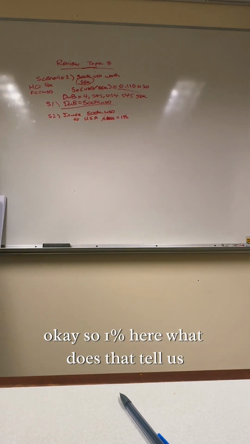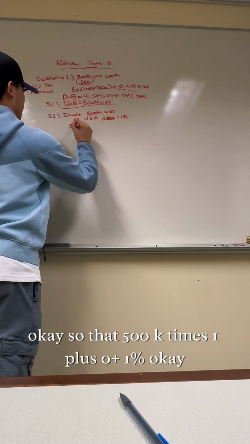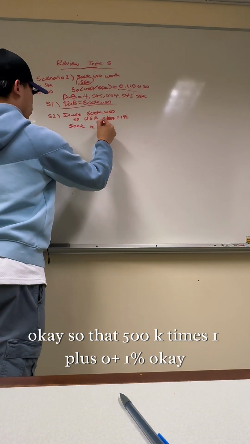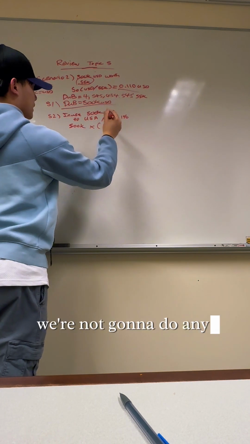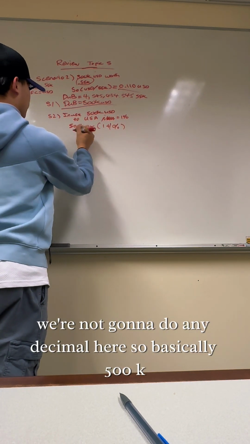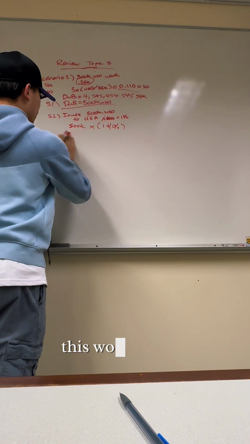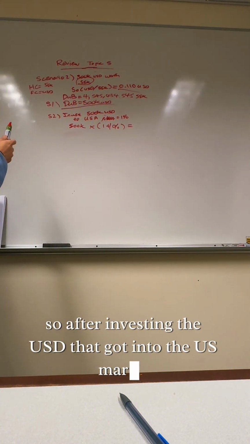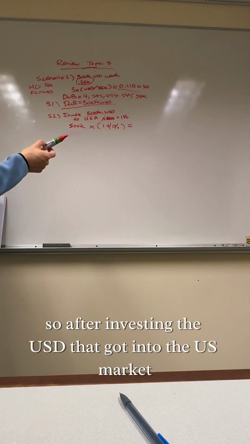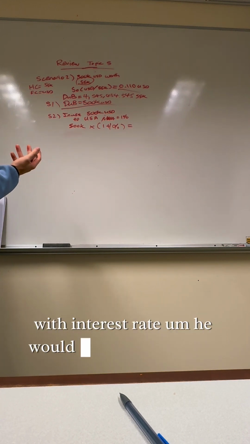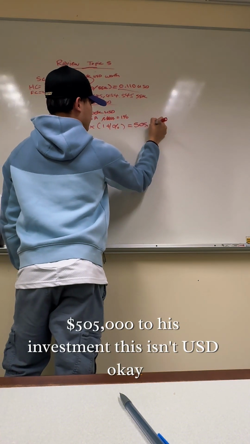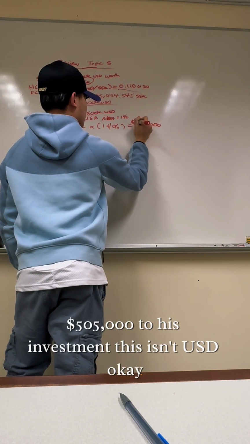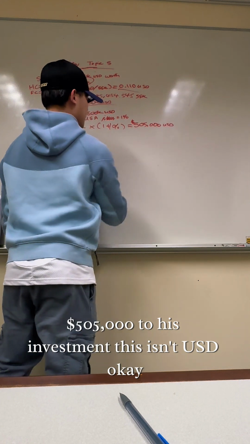What does that tell us? Okay, so 500K times 1 plus 1%. We're not going to do any decimals here. So after investing the USD that he got into the US market with that interest rate, he would then get a total of $505,000 from his investment. This is in USD.